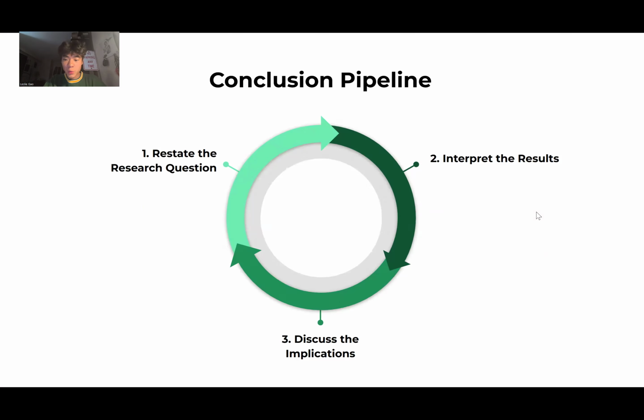Just like the introduction, we can use a simple pipeline for the conclusion. First, restate the research question or problem. Second, interpret the results. And third, discuss the implications. One important difference is that the conclusion isn't where you suddenly introduce an entirely new argument or evidence. You're bringing together what you've already established and helping your reader understand its significance.